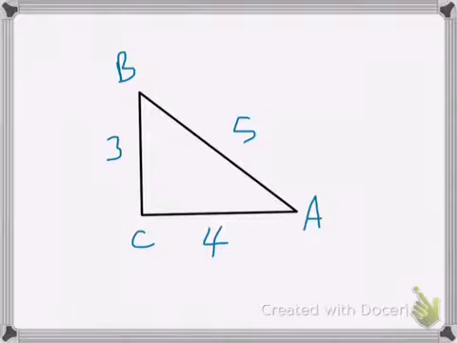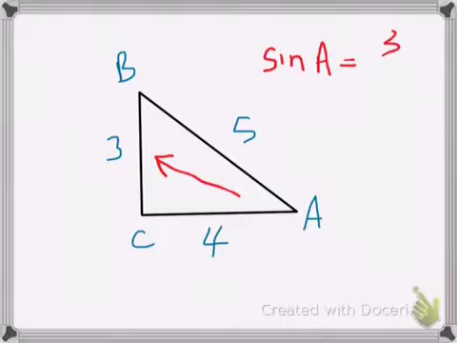In this particular triangle, we may be asked to find the sine of angle A. Using the trig ratio that the sine is the opposite leg divided by the hypotenuse, the opposite leg to angle A is going to be 3, and the hypotenuse in this particular triangle is 5. So that's how you would find the sine of angle A. It's just a ratio of those sides.